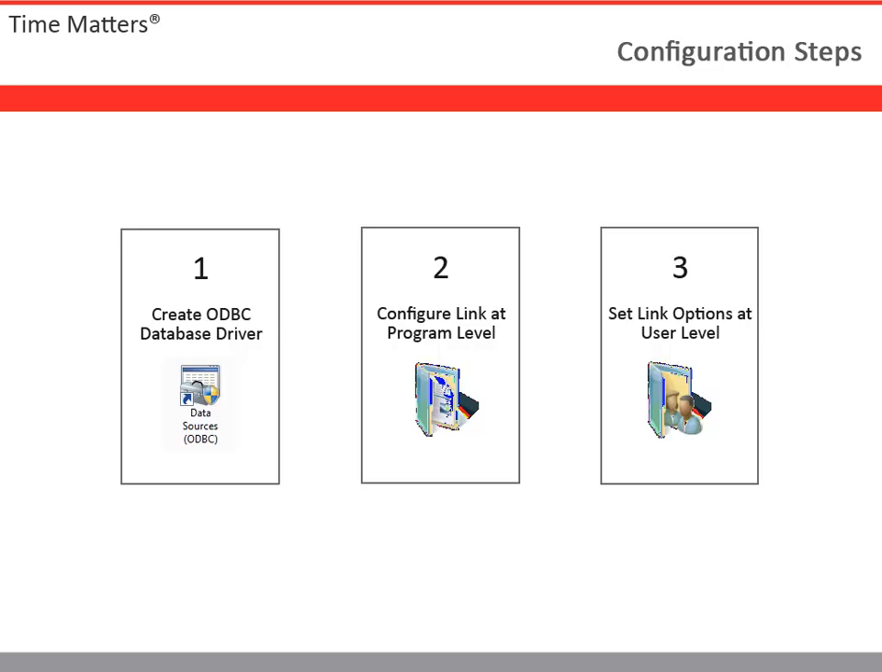Setting up the Time Matters to Juris link is a three-step process. Create the ODBC database driver on the workstation, configure the link in Time Matters at the program level, and set link options at the user level.